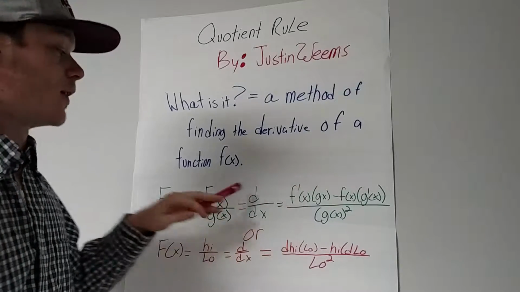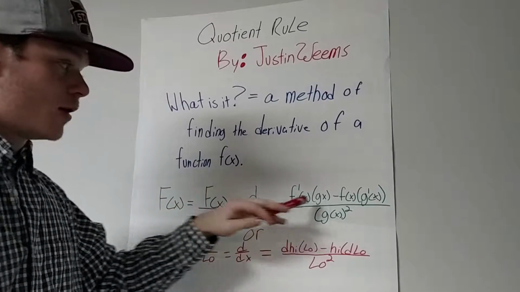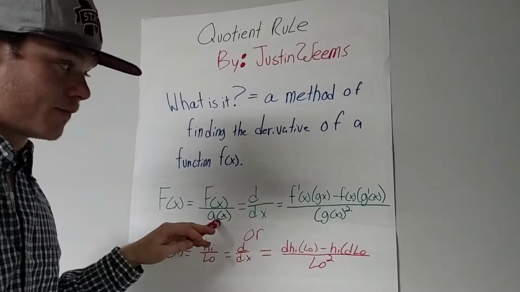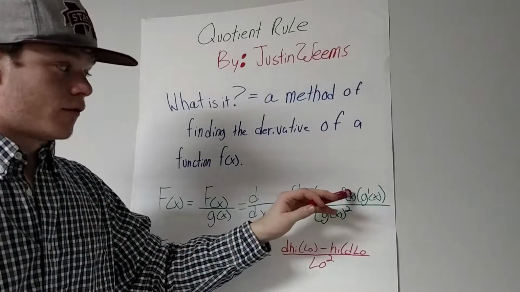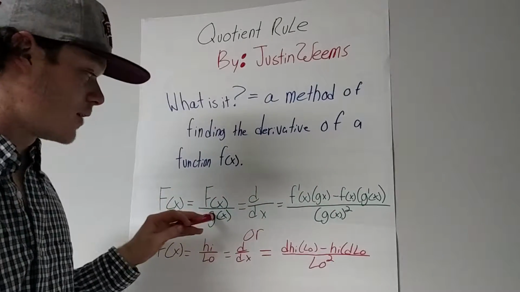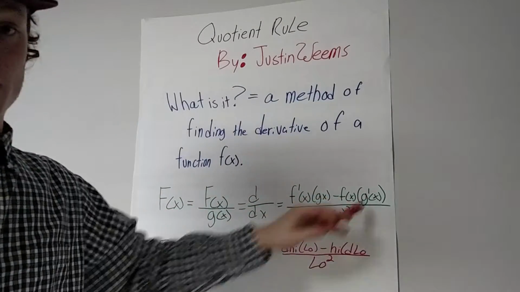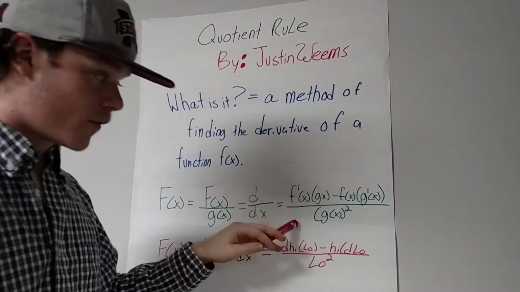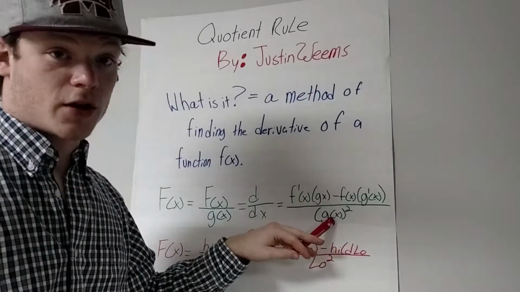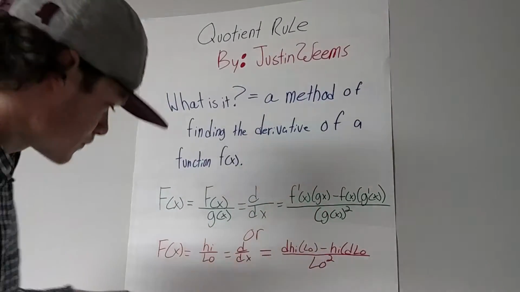of x, meaning take the derivative of the top times the original of the bottom. Then subtract that from the original function of the top times the derivative of the function on the bottom, all over the original function on the bottom squared.